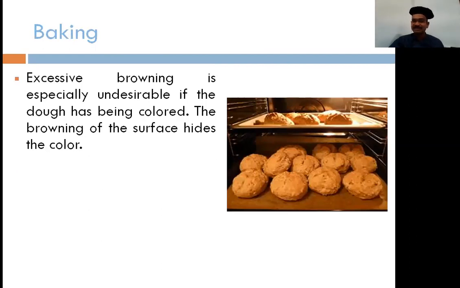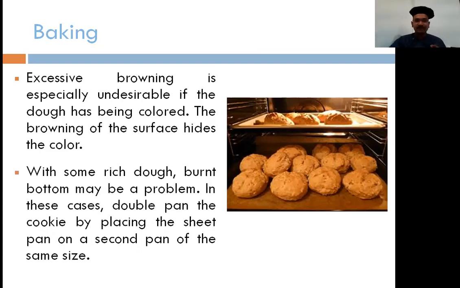Excessive browning is especially undesirable if the dough is being colored. So you have to be a little careful with those specific batters or doughs. The browning of the surface hides the color. Now, this is very important: with some rich doughs, burnt bottoms may be a problem. So in these cases, double pan the cookie by placing the sheet pan on a second pan.